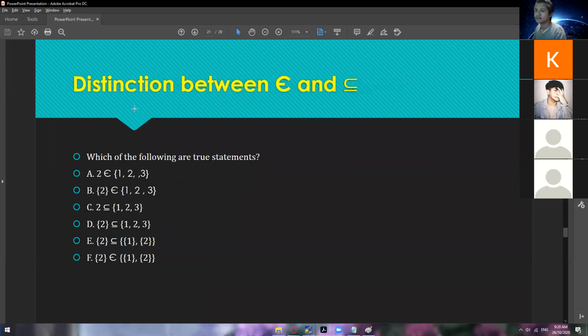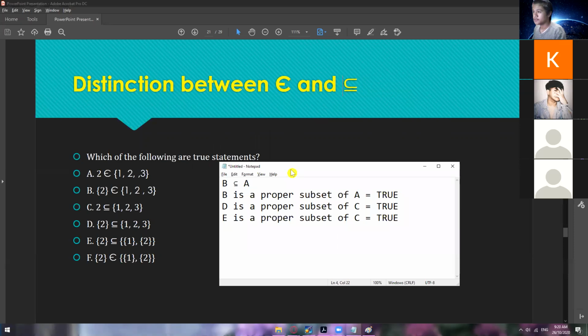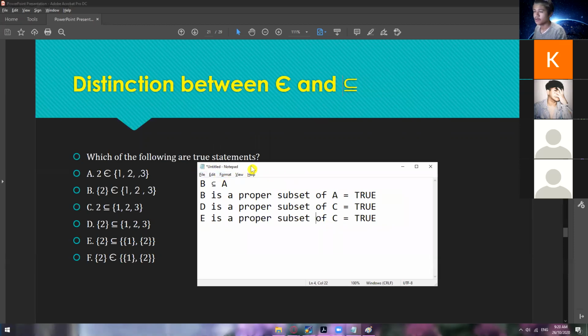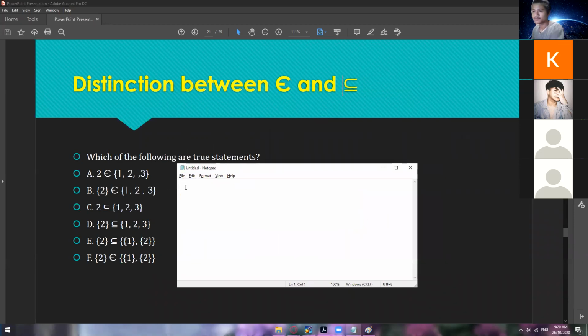Okay. So next one is distinction between element and then proper subset pala, subset. Kahit ako din nagugulan ako dito eh. So kapag may underline, that one is a subset. Pag walang underline, that's a proper subset. Okay, so let's answer those questions. So which of the following are true statements?